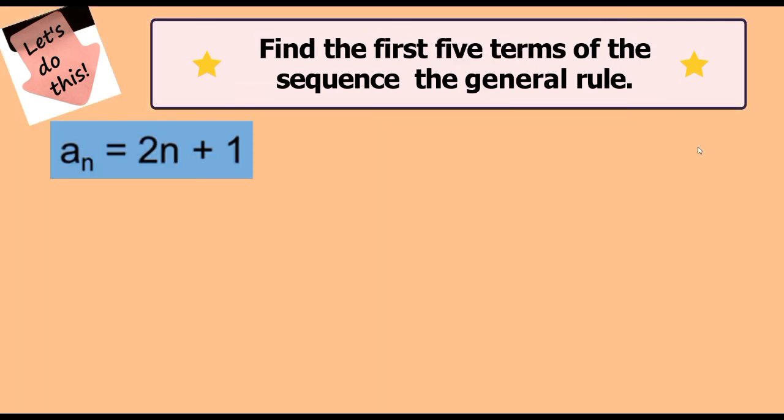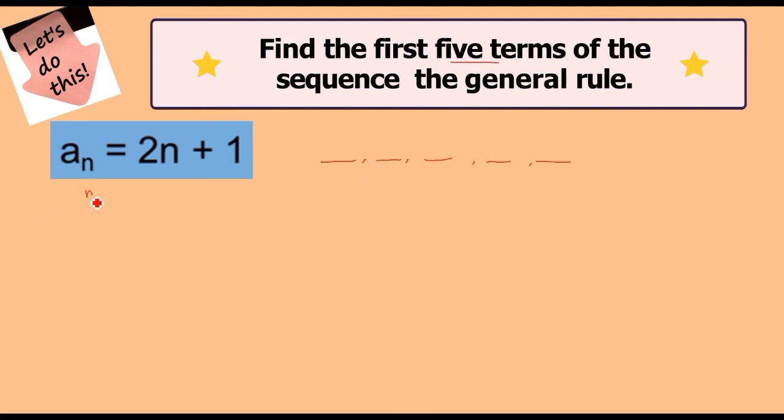So, let us have another example para mas madali nating maintindihan, para mas maintindihan natin talaga kung paano tayo kumukuha o gumagawa ng sequence gamit po ang general rule. So, the next one is we have to find the first 5 terms of the sequence given the general rule, a sub n is equal to 2n plus 1. So, first 5. So, ibig sabihin, 5 po na term ang hinahanap natin. Ayan. So, yan yung ating magiging sequence.